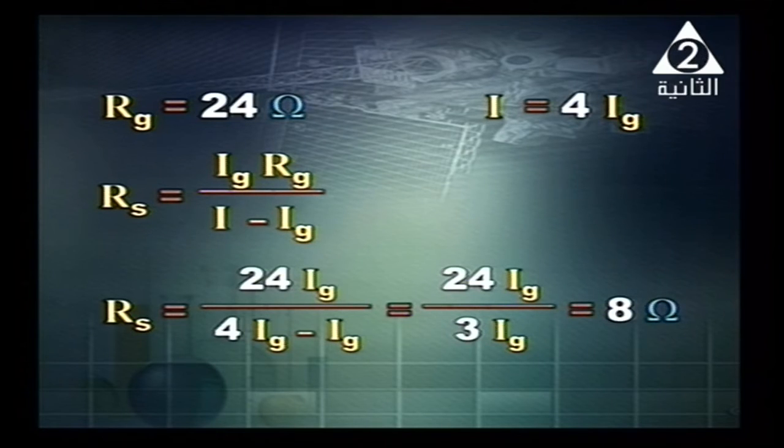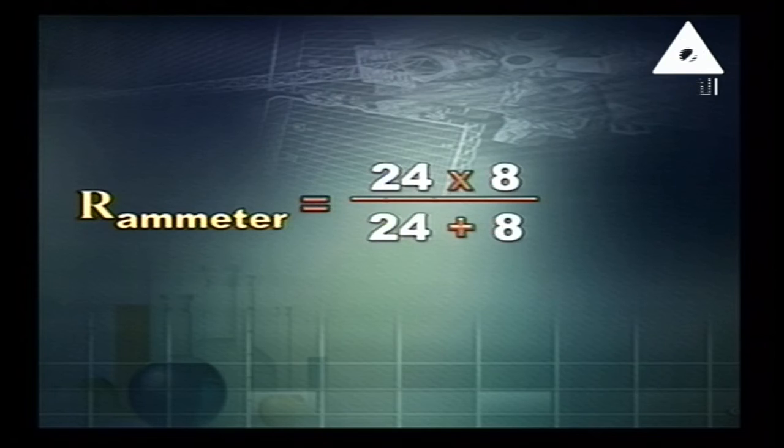And what about the resistance of the ammeter, the device produced? It is a galvanometer and a shunt resistance connected in parallel. So the resistance of the ammeter is obtained from product over the sum: 24 times 8 over 24 plus 8, it is 6 ohm.